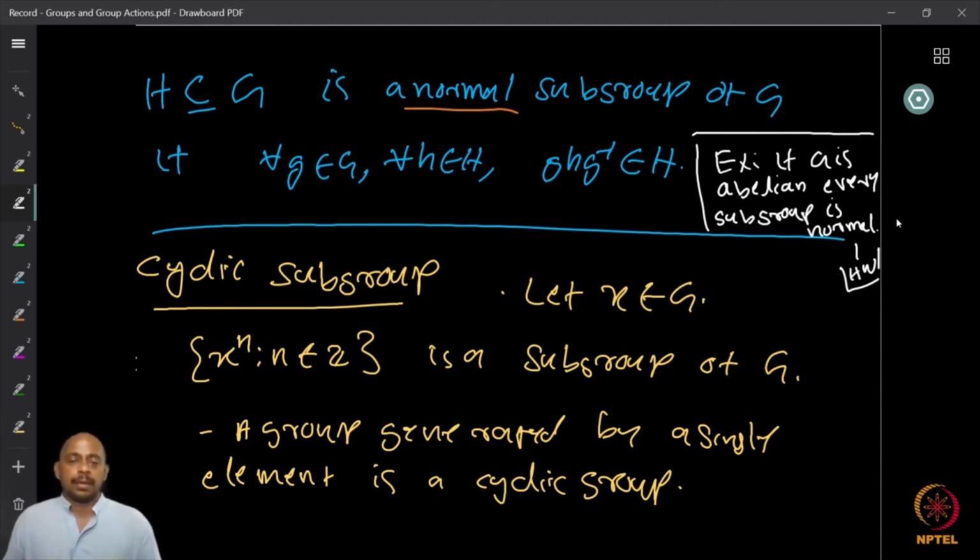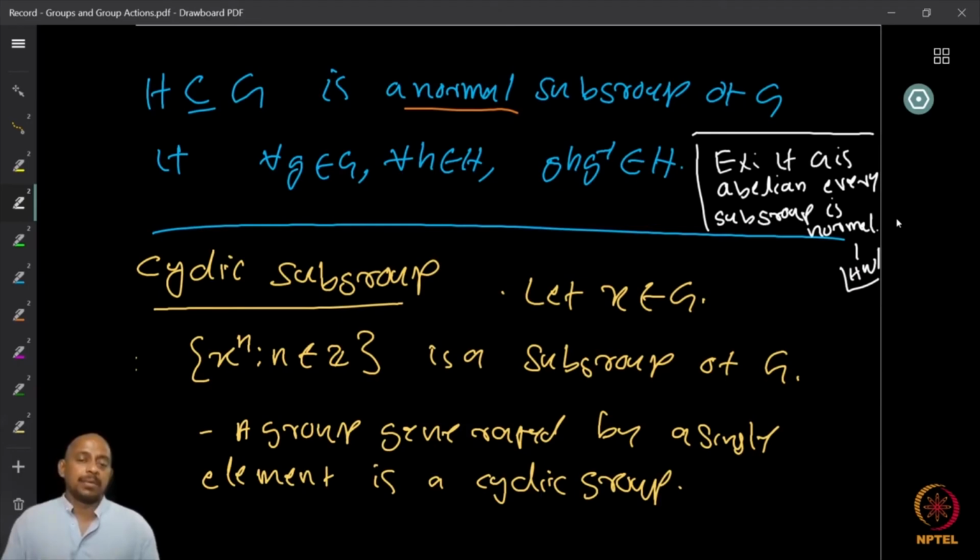This you can verify. If you have a subgroup which is generated by a single element, it's called a cyclic subgroup. Now, any group which is generated by a single element is called a cyclic group, and therefore such an example shows that every group has a cyclic subgroup, because you take any element, multiply with itself, find x raised to n for every n, and you will get a subgroup which is cyclic. Okay?